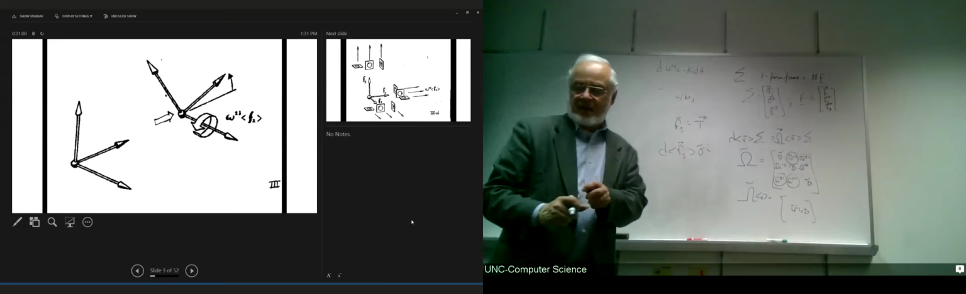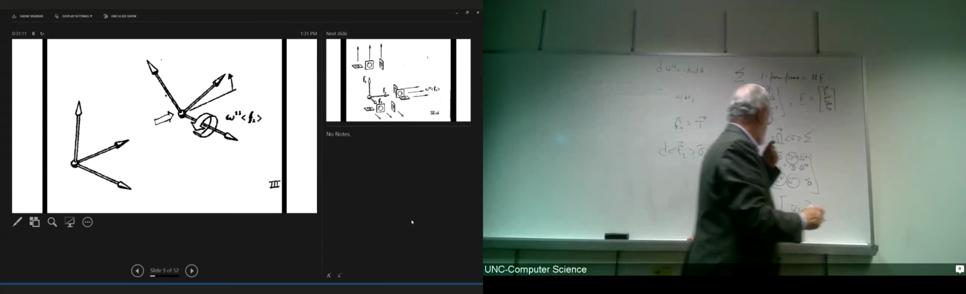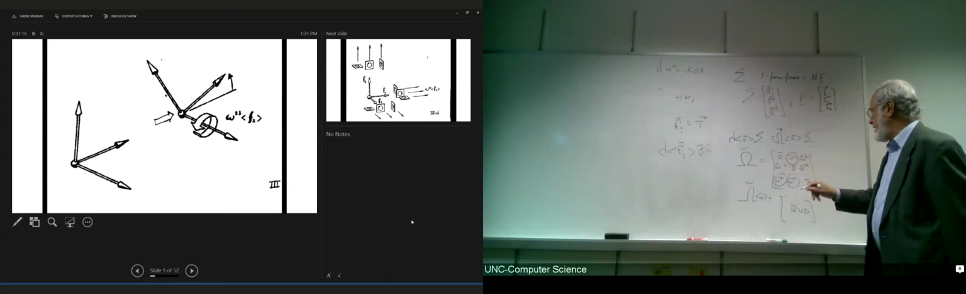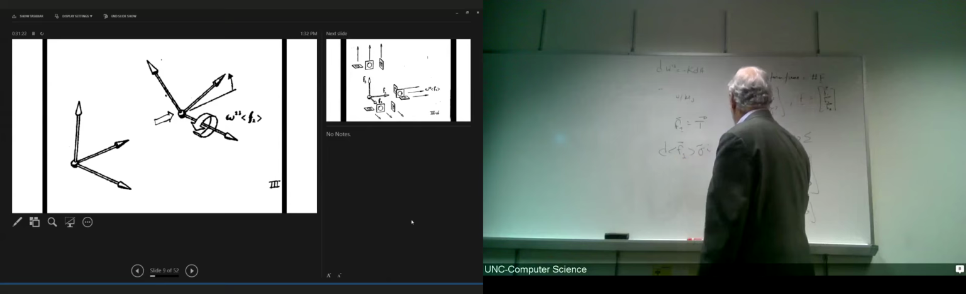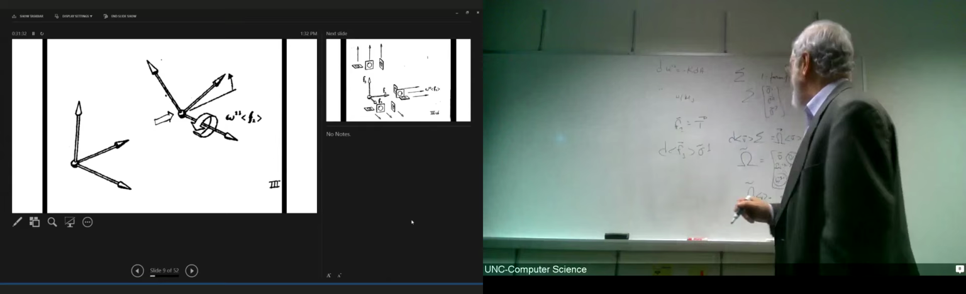Okay, so let's look at this omega thing. So this says what happens, for example, to the tangent when I walk in the F1 direction.